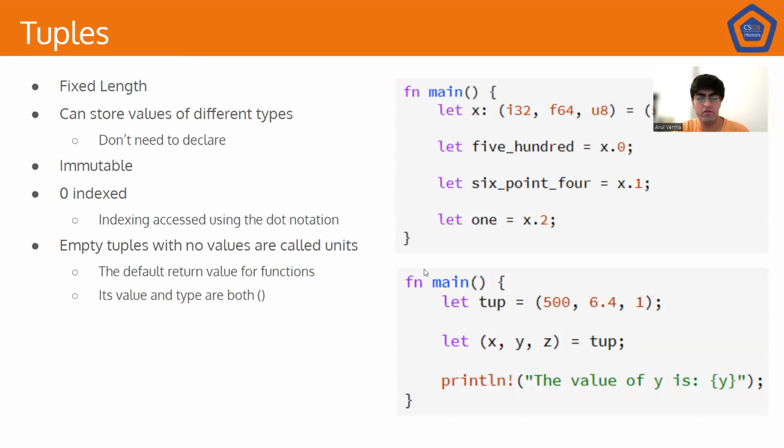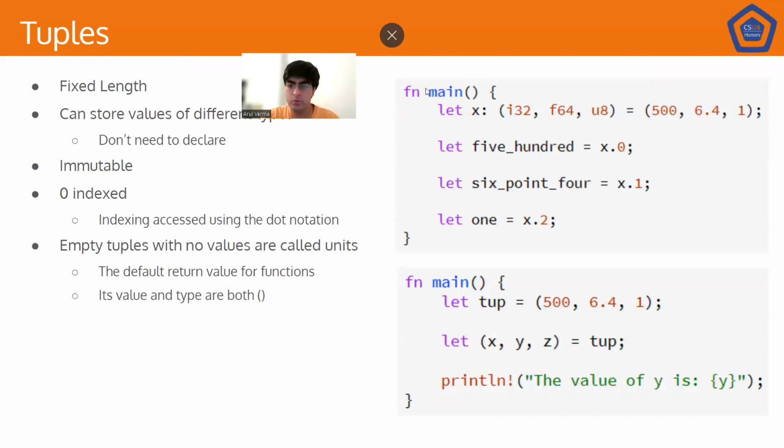So tuples are fixed length boxes almost of data. They can store different values of different types, and you don't need to declare them explicitly, like you don't have to declare variables explicitly. They are immutable and they are zero indexed. And they're essentially set up in the way that you can see on the right.